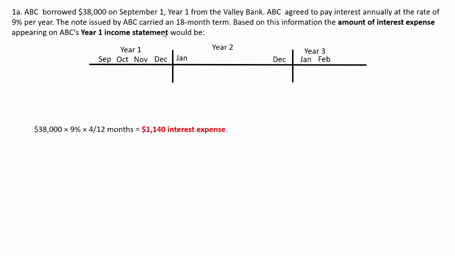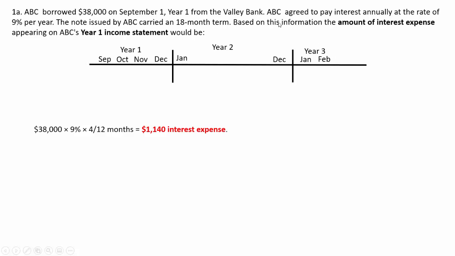So they borrow the money right here in year 1, and ABC agreed to pay interest annually, that's important, annually, at the rate of 9% per year. The note issued by ABC carried an 18-month term. So it starts right here in September of year 1, goes through year 1, all of year 2, and ends in February of year 3. All of that amounts to 18 months.